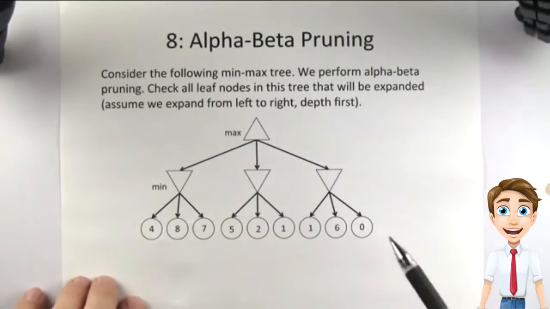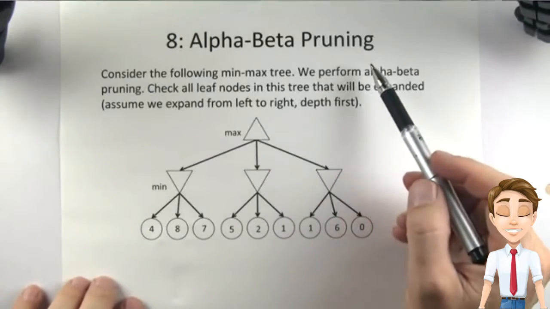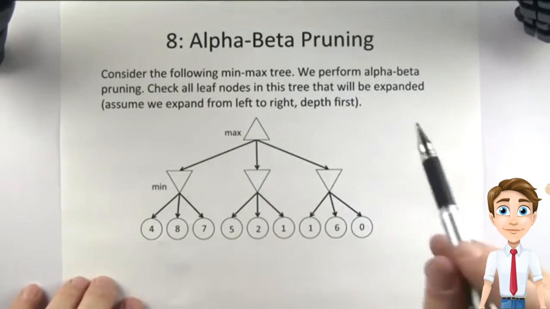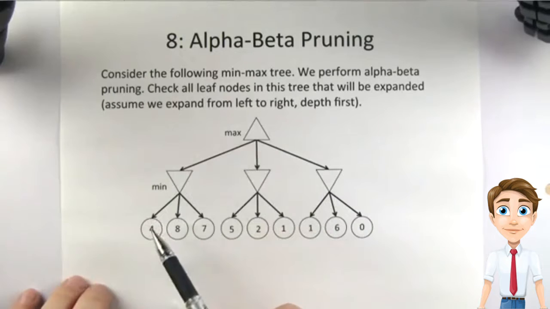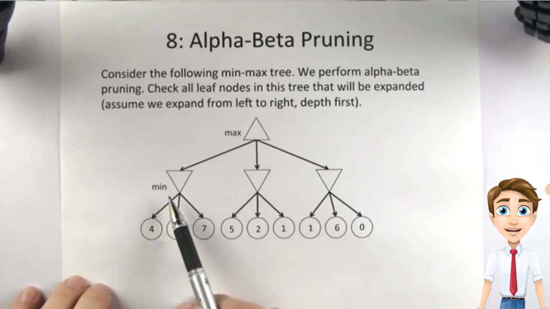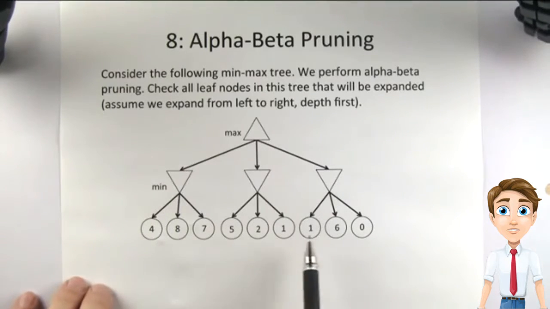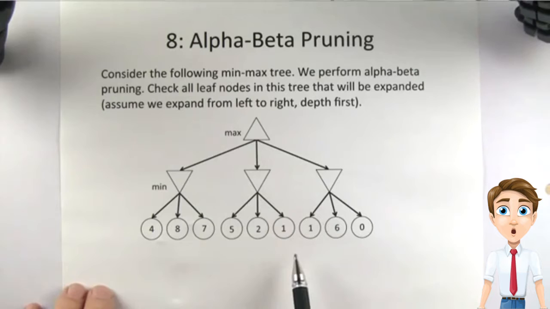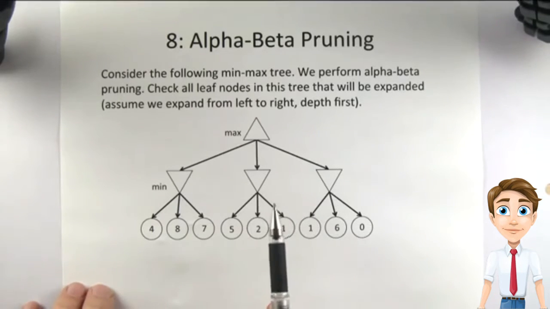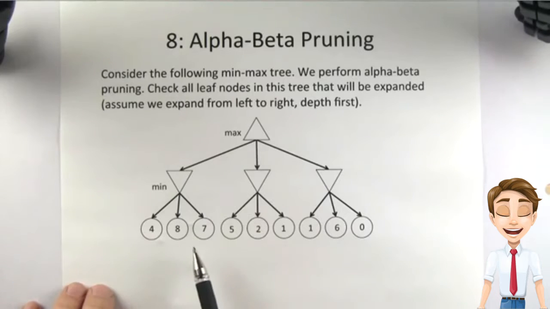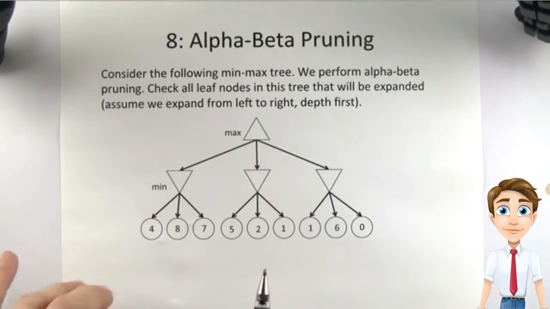This is a question about alpha-beta pruning in min-max search in games. Consider the following tree, where this is a max node and these are min nodes. We perform alpha-beta pruning. I'd like you to check all leaf nodes of these 9 leaf nodes over here in this tree that will be expanded, assuming that we expand from the left to the right, and we expand in depth first mode, of course, as always in these game trees.